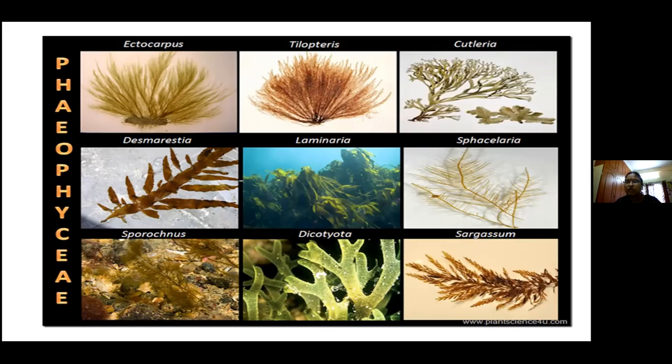Ectocarpus, which you studied in your degree first year, is also found in marine water. But only a few species of Ectocarpus are also present as freshwater inhabitants. These are the characteristic features of Phaeophyceae. Another very important point: these Phaeophyceae members have another name, seaweed also.